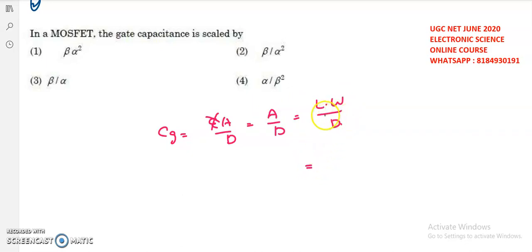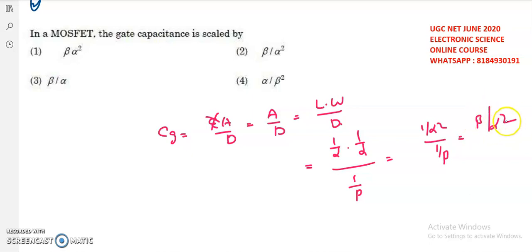Here the length of the channel is scaled by 1 by alpha, and the width of the channel is also scaled by 1 divided by alpha. The thickness of the silicon dioxide is scaled by 1 divided by beta. So it becomes 1 divided by alpha square, divided by 1 divided by beta, that is equal to beta by alpha square. So it is the correct answer. From this concept, the second option is the correct answer.